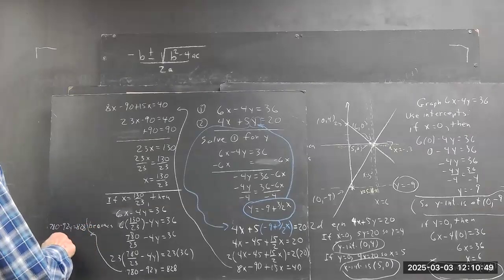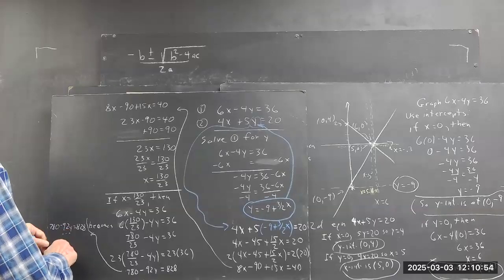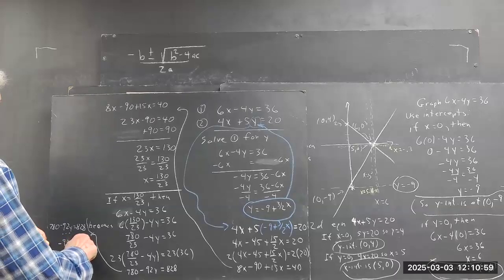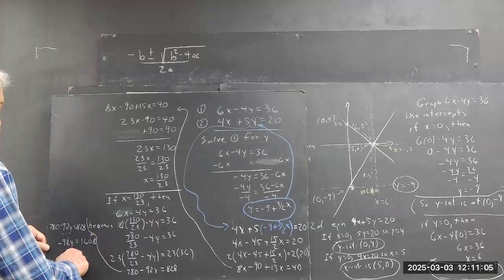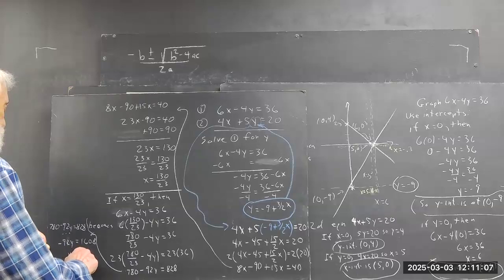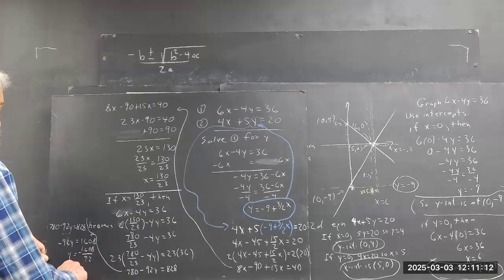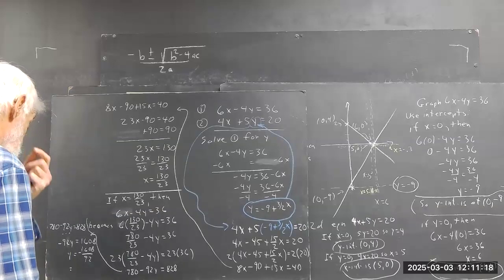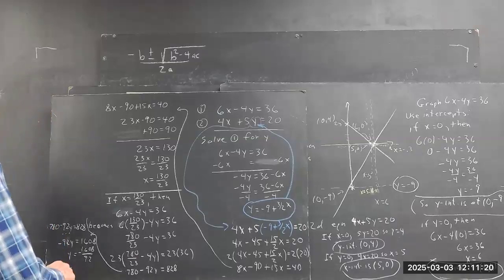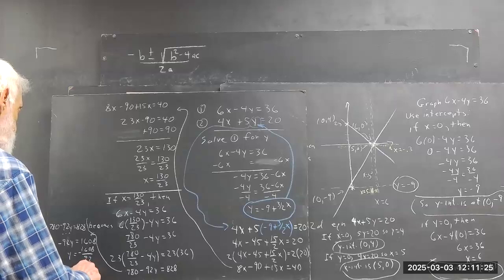There it is. You add 780 to both sides. You get negative 92y equals 1608. So y equals negative 1608 over 92. Let's see, is that divisible by 8? That doesn't help. That's negative 804.